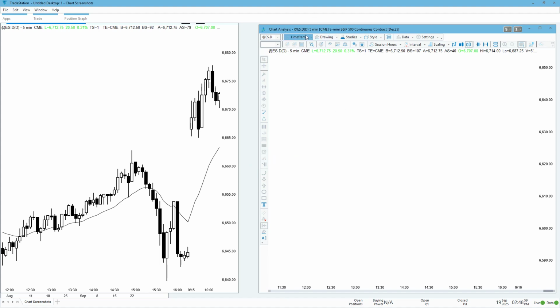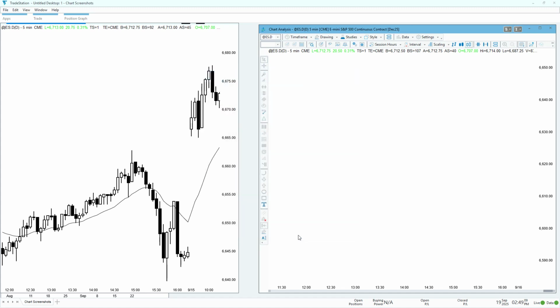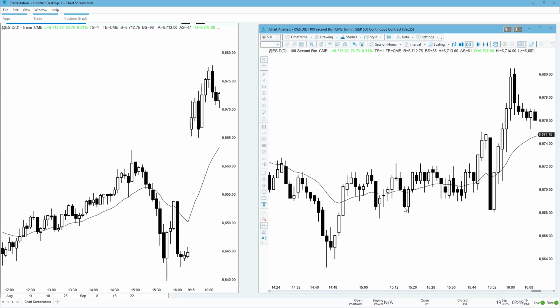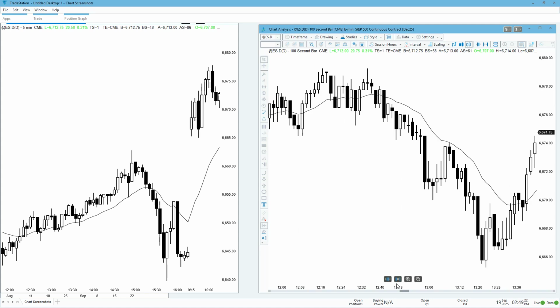I like the 100-second chart. I got that from Ali because 3 100-second chart bars make up 1 5-minute bar. It's kind of like how on the 5-minute chart, 3 5-minute bars make up a 15-minute chart bar. I just like the multiple of 3 comparison.